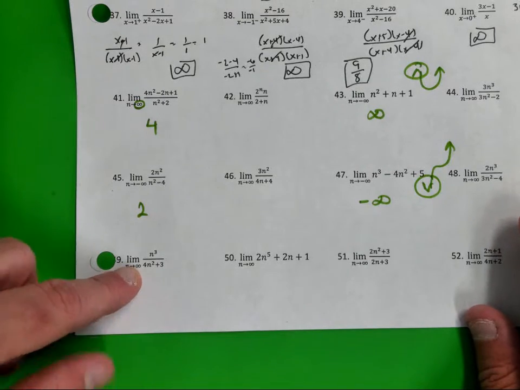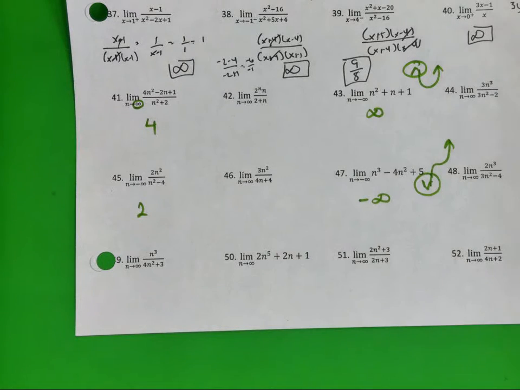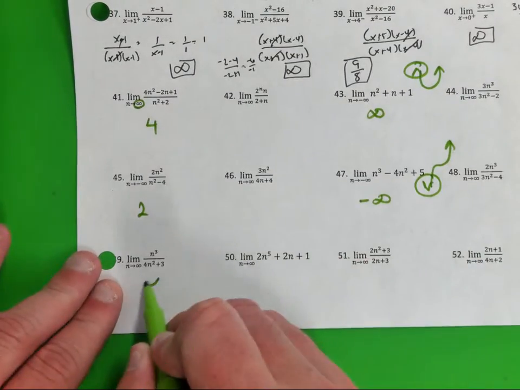Very good. Number 49. What's my highest degree? 3. What's my highest degree in the denominator? So I'm top heavy, aren't I? So this is one of the tricky ones. I'm going to pick some number going to infinity. 1,000, the big number, easy number to work with. If I plug 1,000 in there, am I getting a positive or negative value? Positive. And so it's going to positive infinity. If you don't see that, then you can graph it.